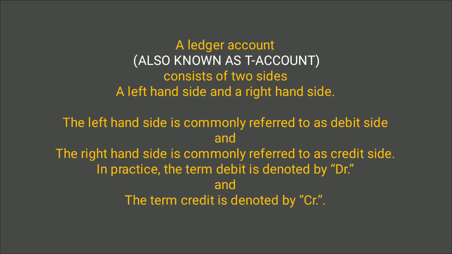so first we must know about the ledger. A ledger account is also known as a T account. All ledgers have two sides, left hand side and right hand side. The left hand side is commonly referred to as the debit side, and the right hand side is commonly known as the credit side. So basically in any ledger we have two sides, one the debit side, another the credit side.